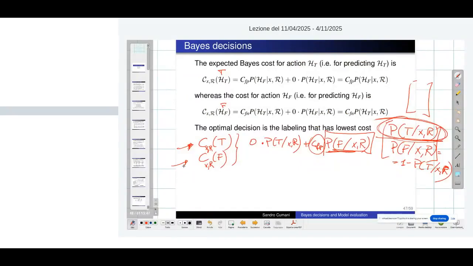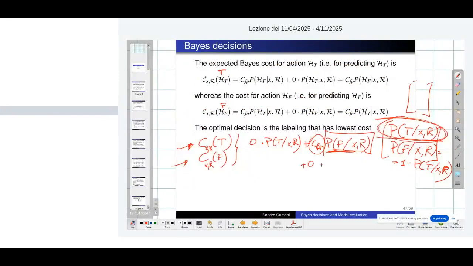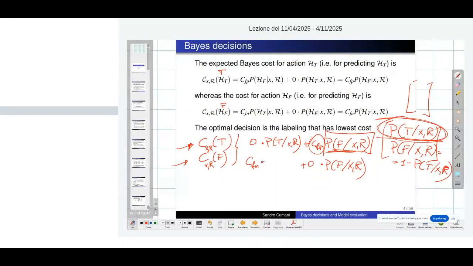If I assign label F, what do I have? If the sample is from class F, I will pay 0. What is the probability that the sample is from class F, according to the classifier? What is the probability that the sample is from class true, and how much will I pay if it's from class true? I will pay the cost of a false negative. So we have a cost of false negative times the probability that the sample is from class true.